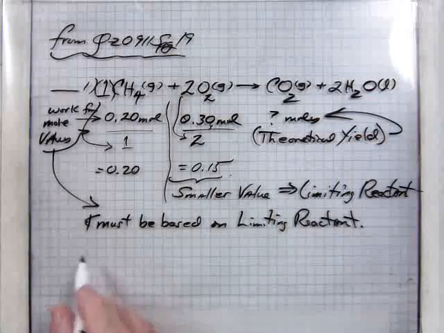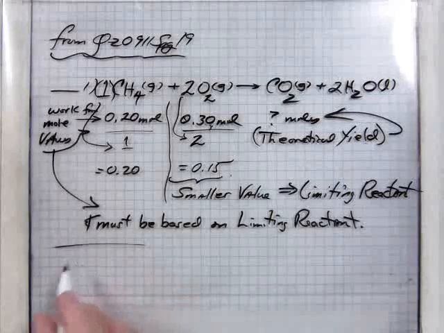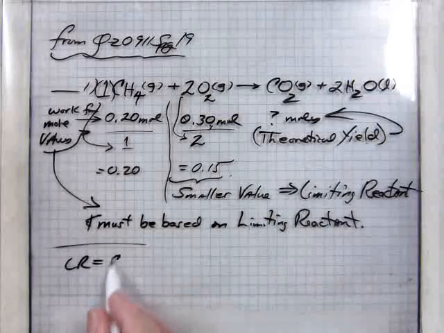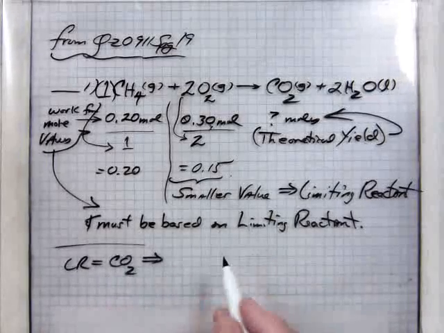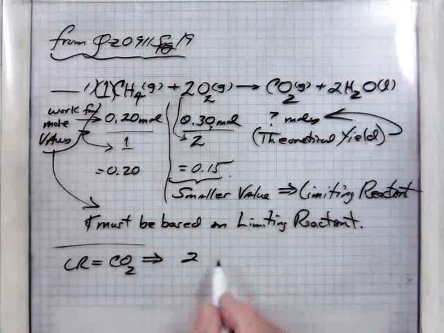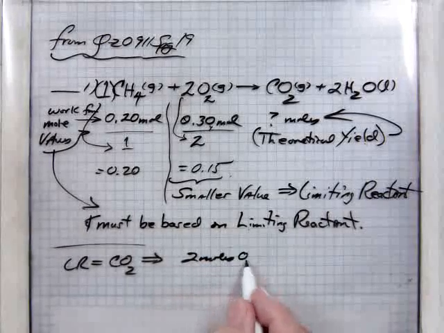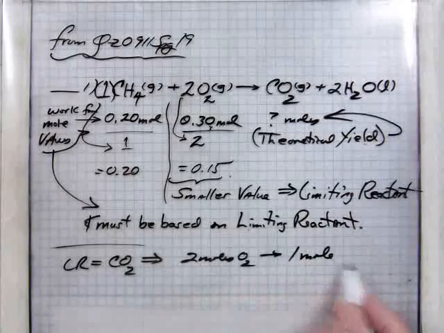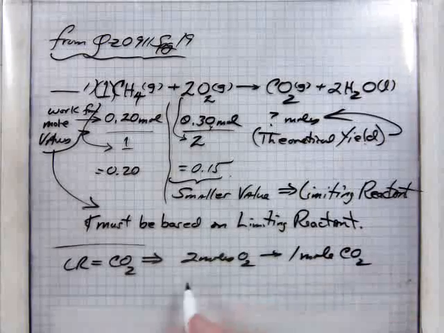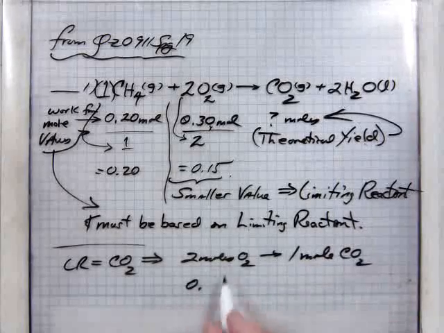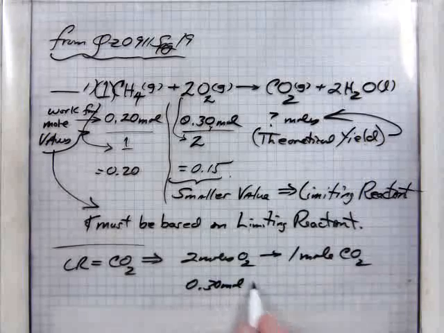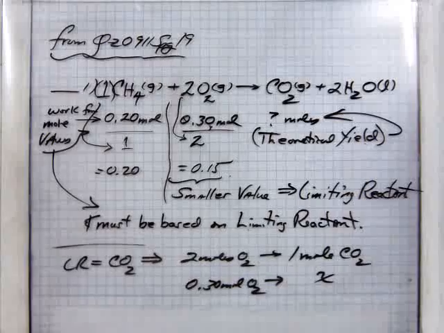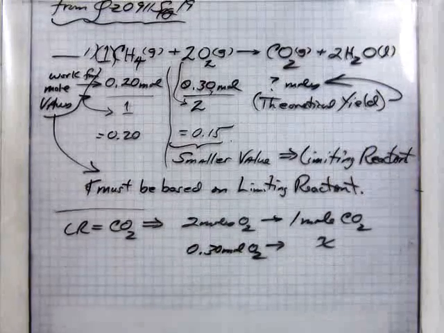So we can say that the limiting reagent is the CO2. Then we set up our problem. 2 moles O2 goes to 1 mole of CO2. Then you ask yourself, 0.30 mole O2 goes to X, and work through that ratio.